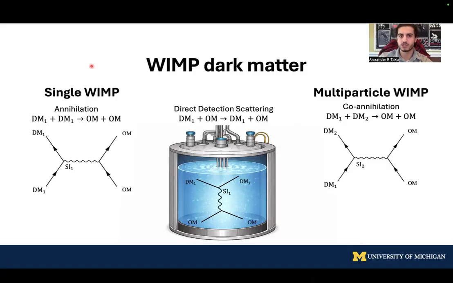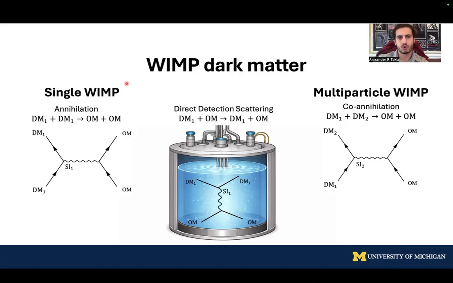One well studied model is WIMP dark matter, which stands for weakly interacting massive particles. In simple terms, there's a new type of particle that interacts very weakly with ordinary matter through processes including annihilation, shown here, and through direct detection or scattering, shown here in the middle. These extremely weak interactions make it very difficult to probe the experimental properties of the dark matter.